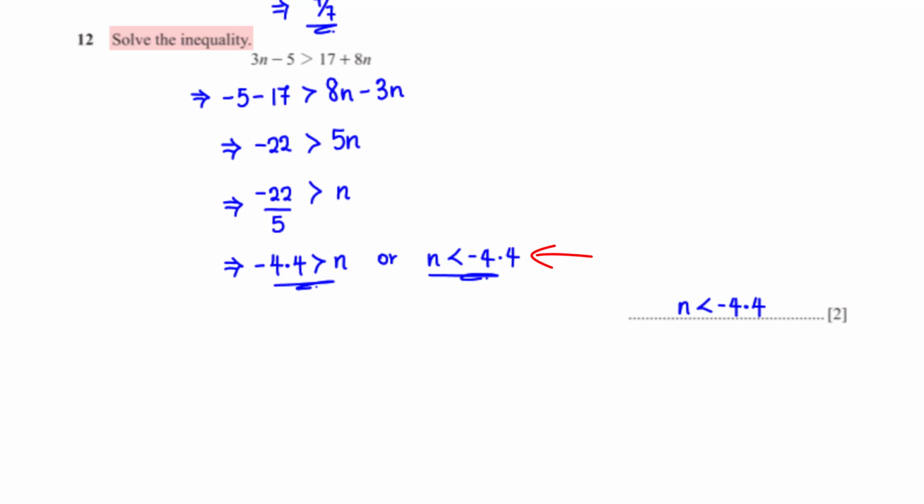Another way of rewriting this is n is less than negative 4.4. So in this case, our final answer is n is less than negative 4.4. Note that there is nothing wrong in leaving your answer in the form of a fraction as well.